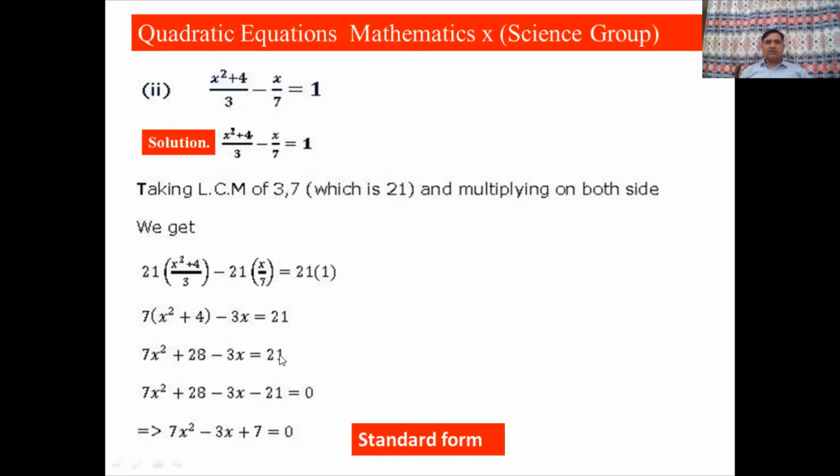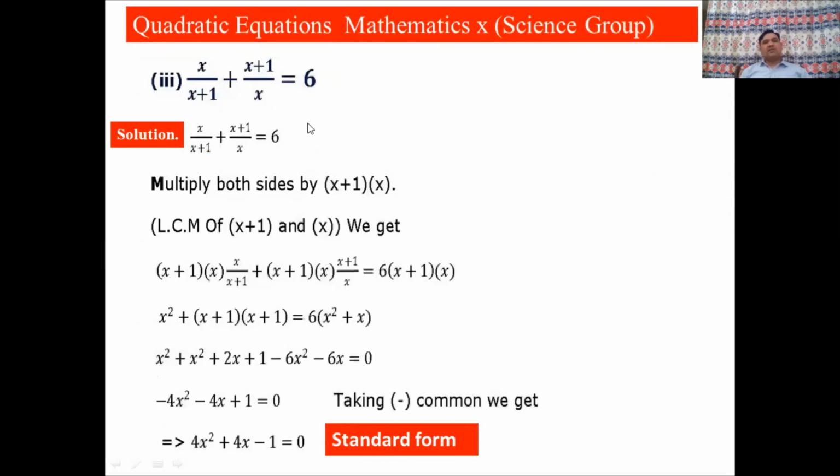So now we have to shift this 21 to the left hand side of the equation. Obviously we have to change the sign of 21. 7x square plus 28 minus 3x minus 21, and when we simplify this and write it in descending order, 7x square minus 3x, 28 minus 21, we are left with 7 is equal to 0. Again, this is a standard form of a quadratic equation.